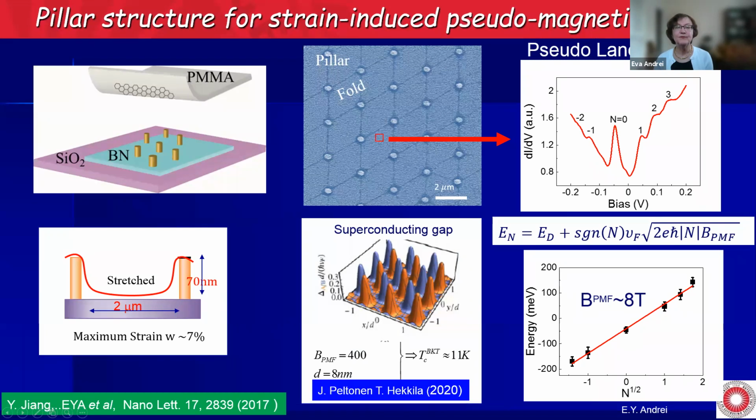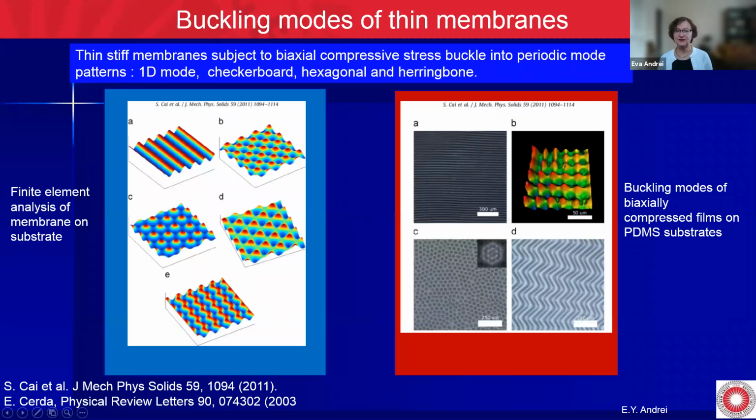To do this, we borrowed an idea from mechanical engineering. It turns out that if we have a thin, stiff membrane subjected to a biaxial compressive stress, eventually the membrane is going to buckle out of plane, and it will create a periodic structure. What kind of periodic structure depends on the stress, the substrate, and various parameters. Here are examples of simulations, and here are examples of actual membranes that have buckled into these different patterns.